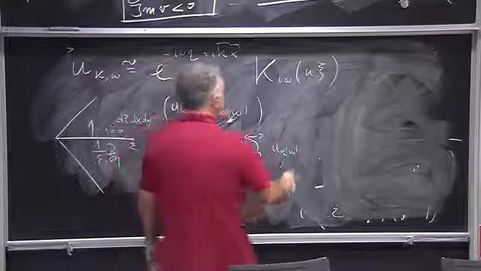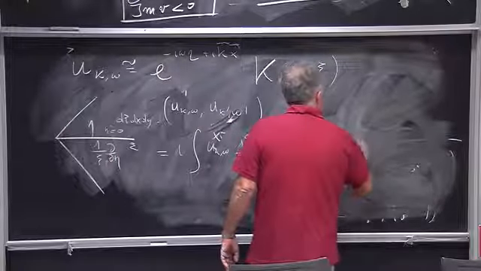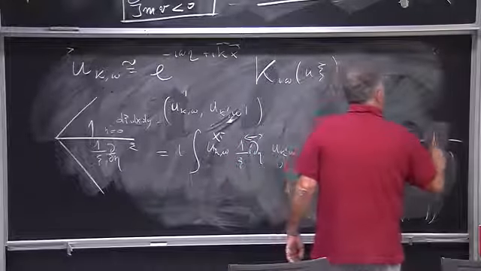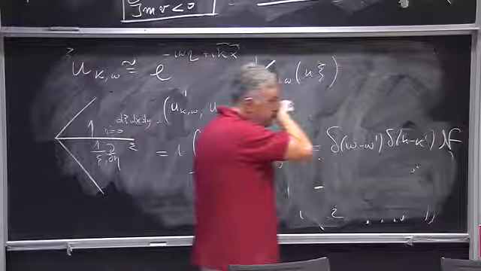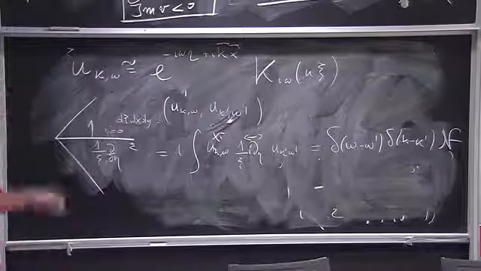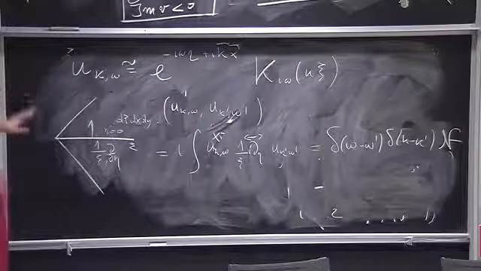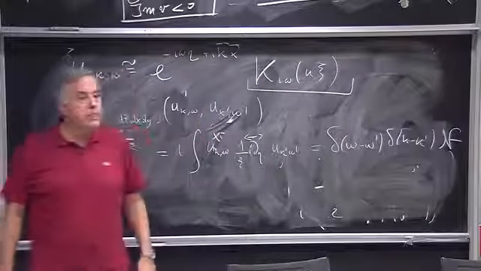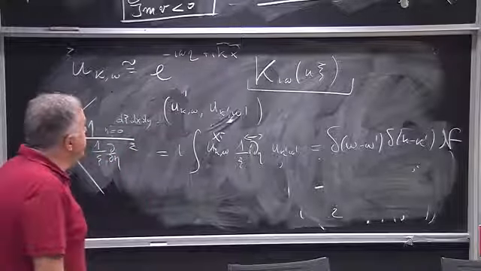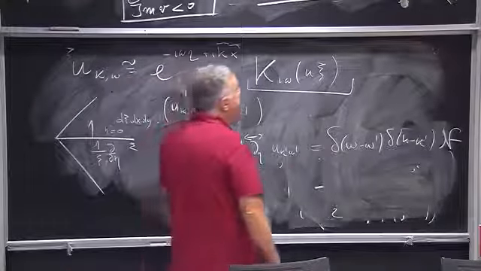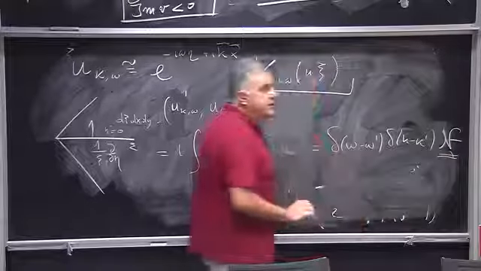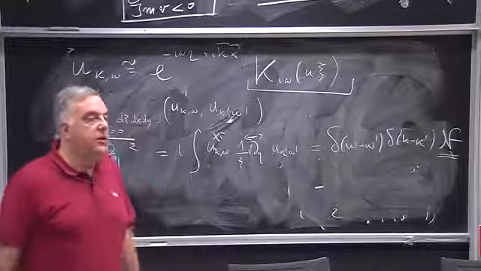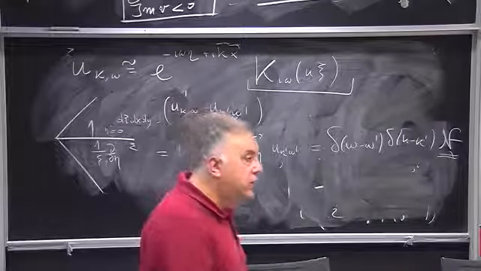You will see that this is going to be delta of omega minus omega prime, delta of k minus k prime, times a normalization, which you have to compute as an exercise. This is going to be an exercise in the theory of Bessel functions. Okay. In any case, even if you don't compute this normalization, this is irrelevant because this normalization is going to disappear at the end of the calculation.